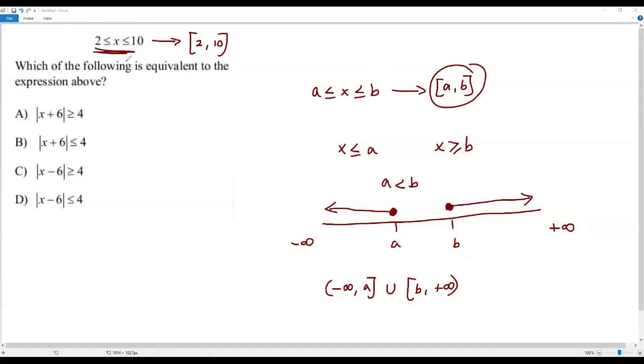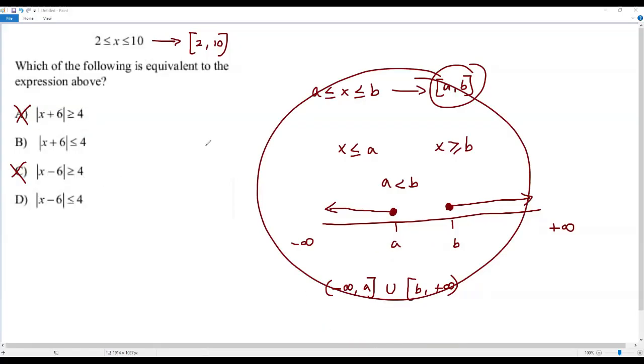Since this is conjunction, the absolute value inequality must have a less than or equal to sign. If the solution of an absolute value inequality is a conjunction, it must contain less than or equal to. If the solution is a disjunction, then it must have greater than or equal to. So in the given answer choices, we can reject A and C, because in A and C we have greater than or equal to. For these two absolute value inequalities, the solution will be a compound inequality which is a disjunction. Okay, now let me erase all the stuff and continue the problem.